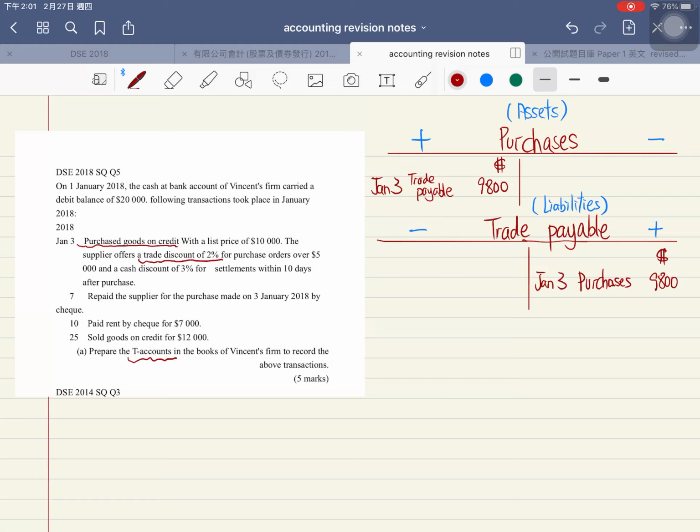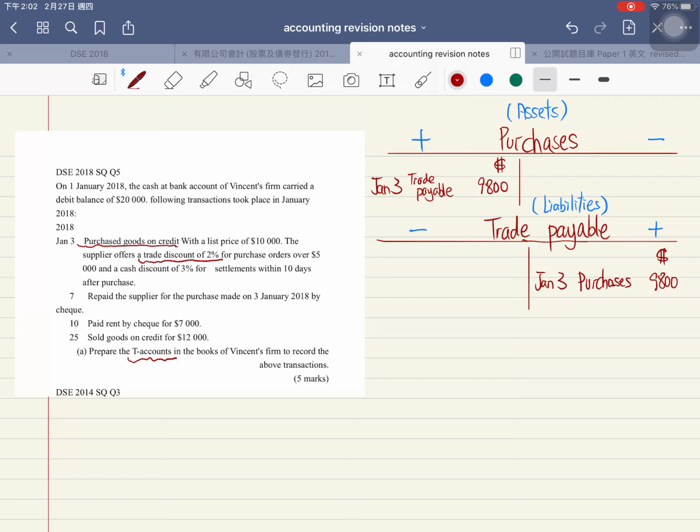Okay, so the cash discount is used when we pay our debt to the creditor. So we note whether we have cash discount when we purchase the goods or not. So we just neglect it temporarily. So on January 7, we repaid the supplier for purchases made on 3rd January by check.